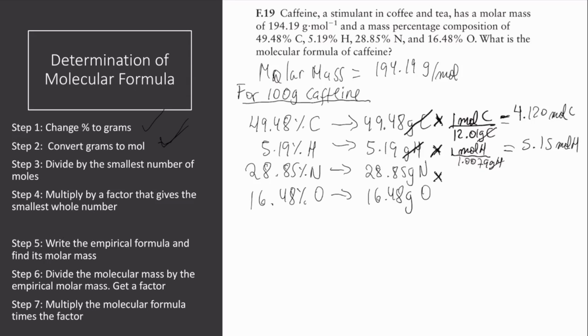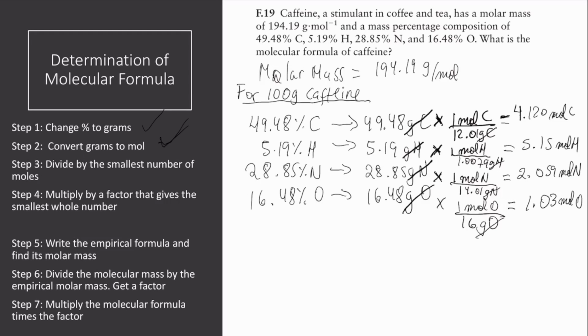For nitrogen, for every 1 mole of nitrogen, we have 14.01 grams of nitrogen. Grams of nitrogen cancel, and we're left with 2.059 moles of nitrogen. Finally, for oxygen, for every 1 mole of oxygen, we have around 16 grams of oxygen. So units of grams of oxygen cancel, and we have 1.03 moles of oxygen.